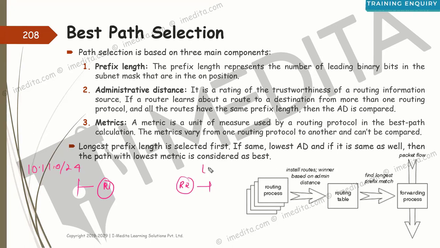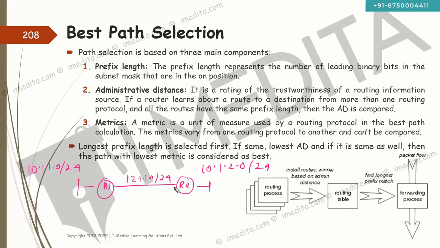10.1.1.0, 10.1.2.0. You can configure any network in between them. Doesn't matter. You can configure any network in between them. 12, let's say, for example.